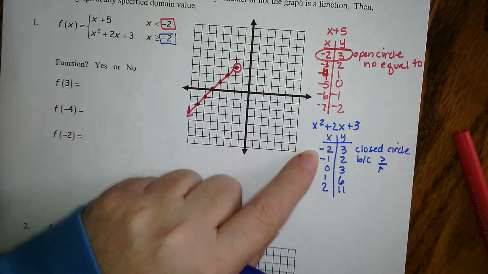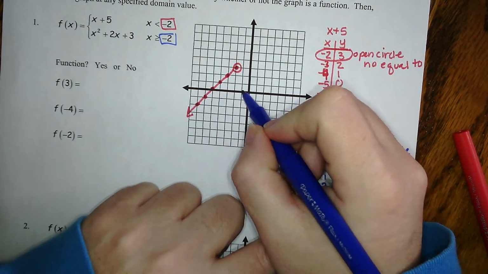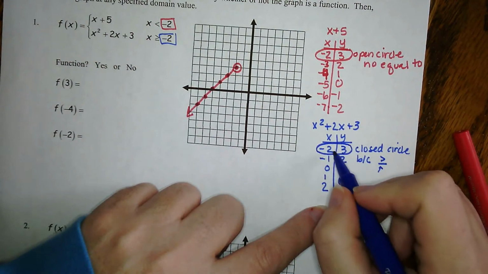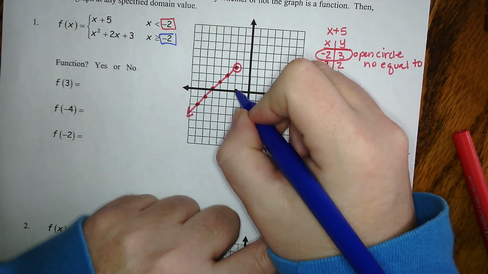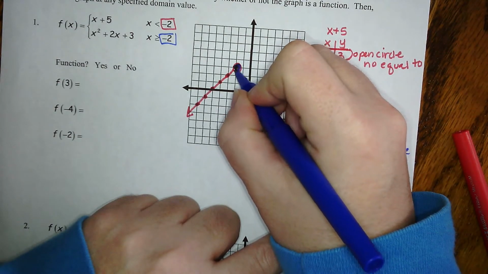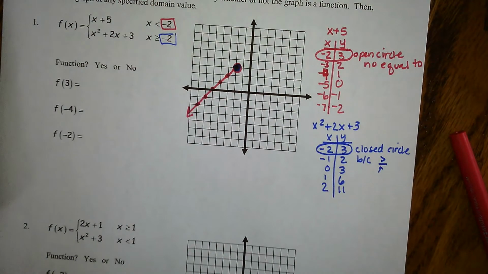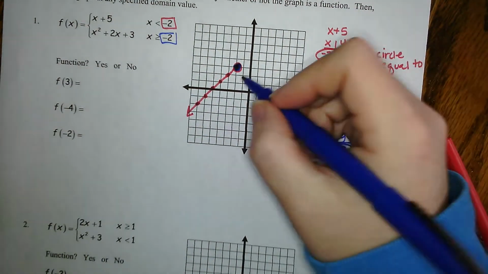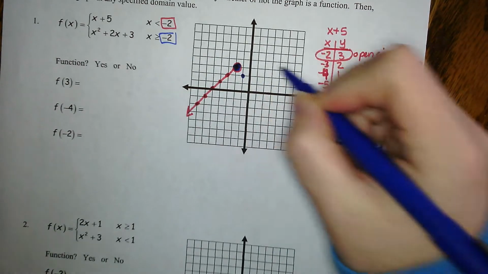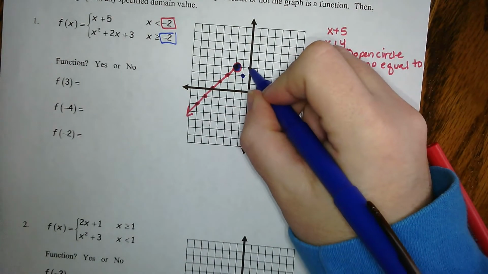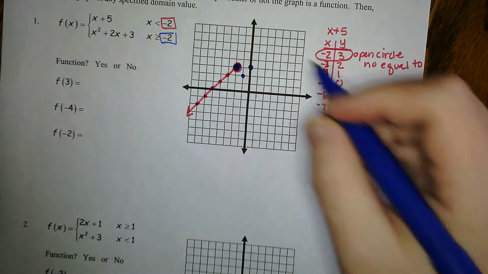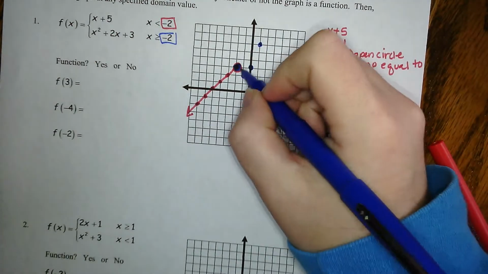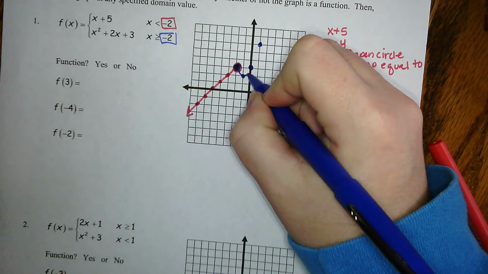All right, so at -2, 3, this one is going to be a closed circle. So -2, 3, this literally fills in that hole. Then -1, 2. 0, 3. 1, 6. And it doesn't look like we can go to 11, so it's going to look like this.